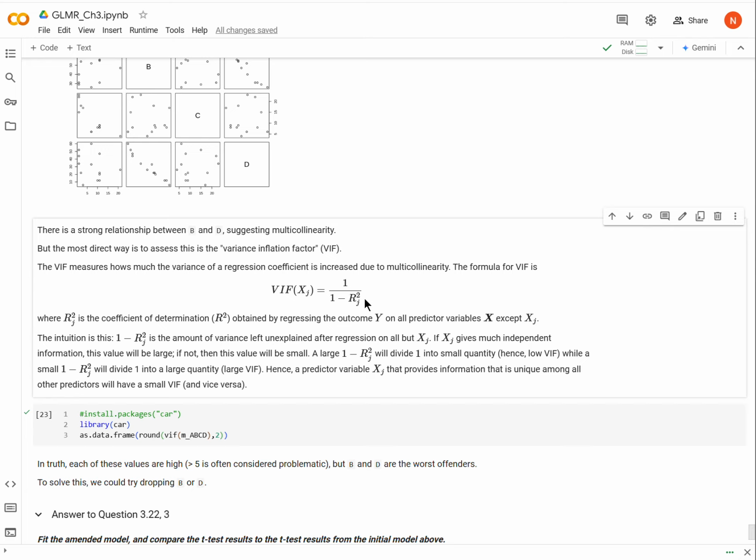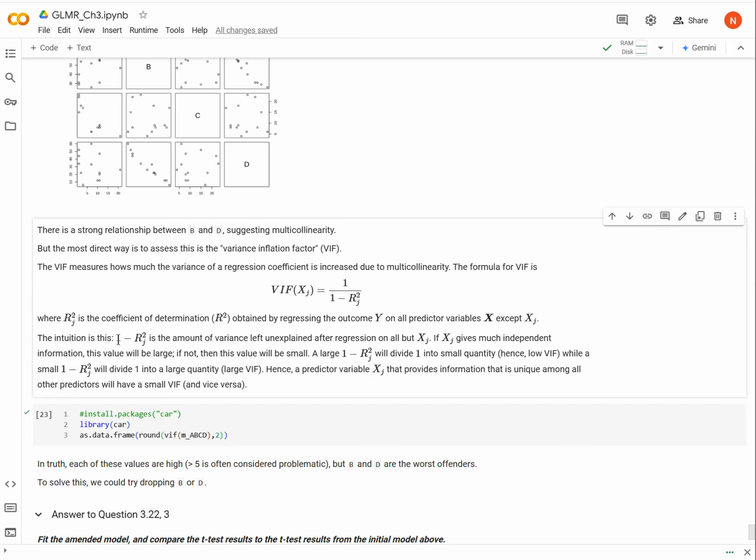Well, what is r squared sub j? R squared sub j is the r squared value from a regression where I regress the predictor variable xj on everything except xj. Okay, so let's get some intuition behind that. So what is r squared, right? R squared is the amount of quote unquote explained variance, right? The amount of variance in the outcome variable that is explained by the predictor variables. Okay, and so 1 minus r squared would be the amount of variance not explained by the predictor variables.